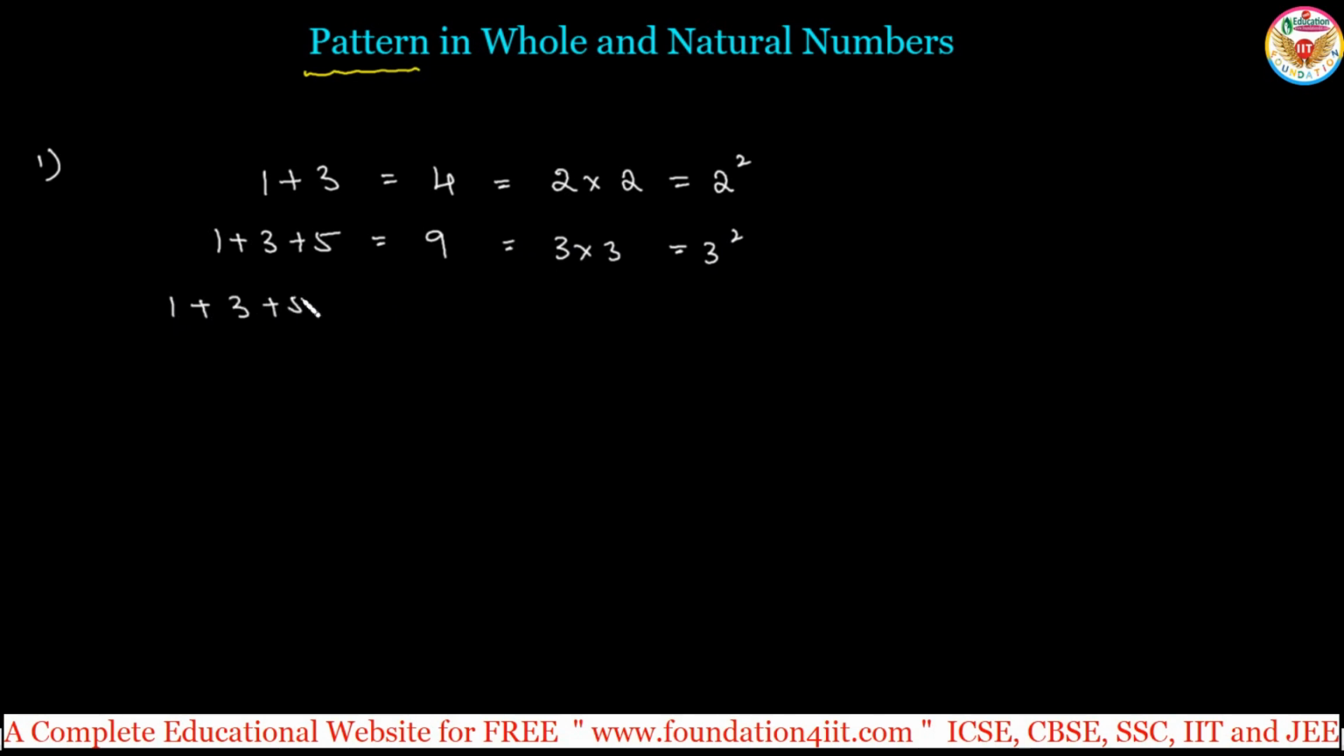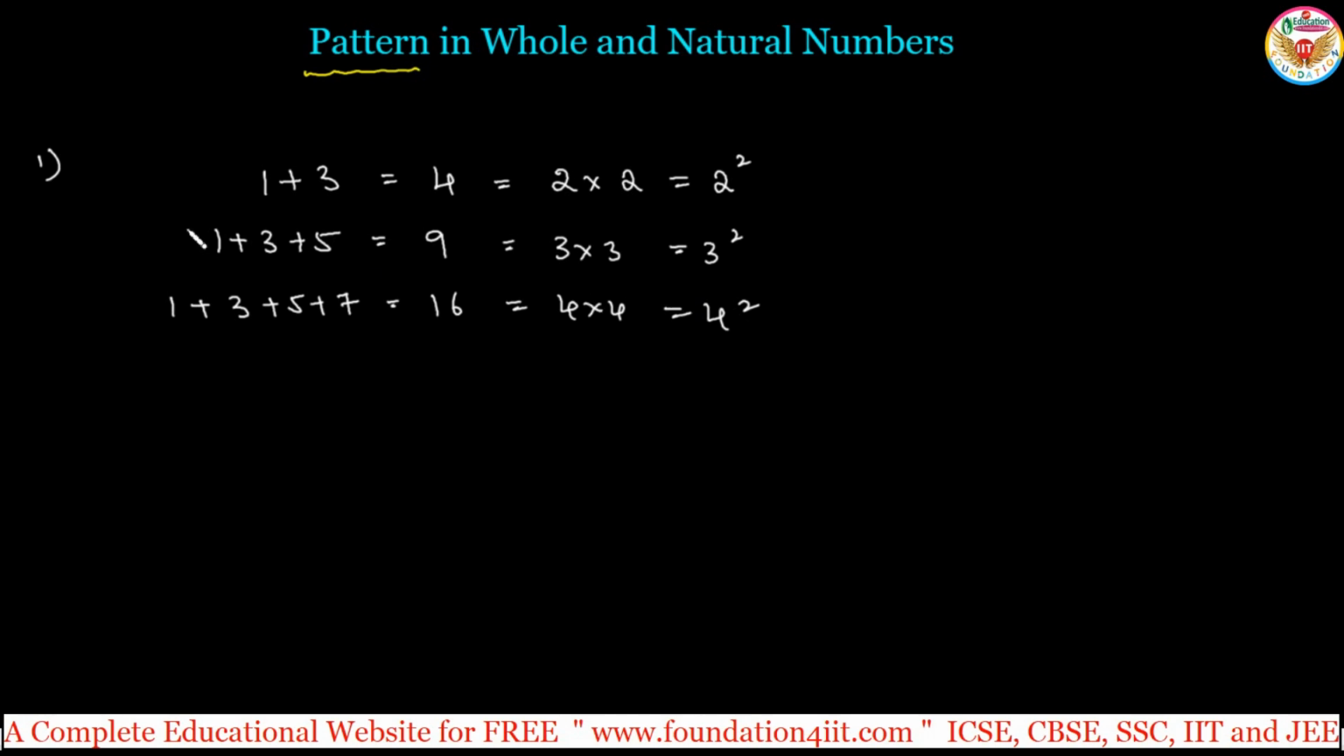Simple, I'll show you. For example, 1 plus 3 is equal to 4. That is equal to 2 into 2, which is 2 square. Next one, 1 plus 3 plus 5. The value is 1 plus 3, 4, 4 plus 5, 9, right? And that is 3 into 3, it's 3 square. Same way, 1 plus 3 plus 5 plus 7. This value is 16. 16 is 4 into 4, it's 4 square.